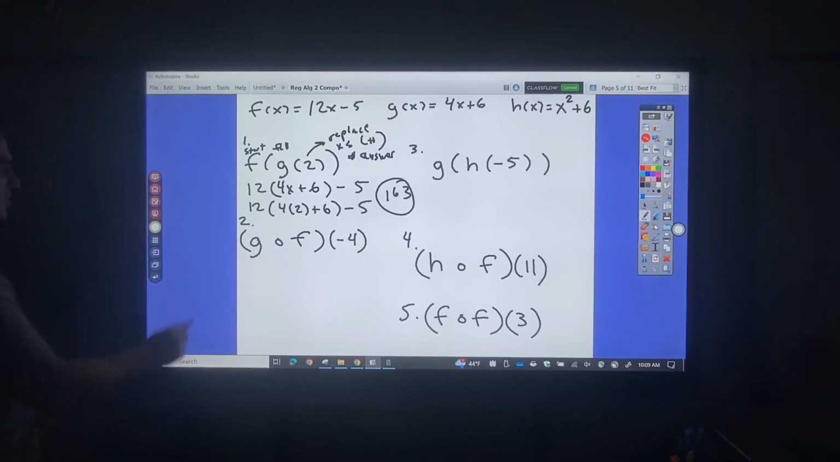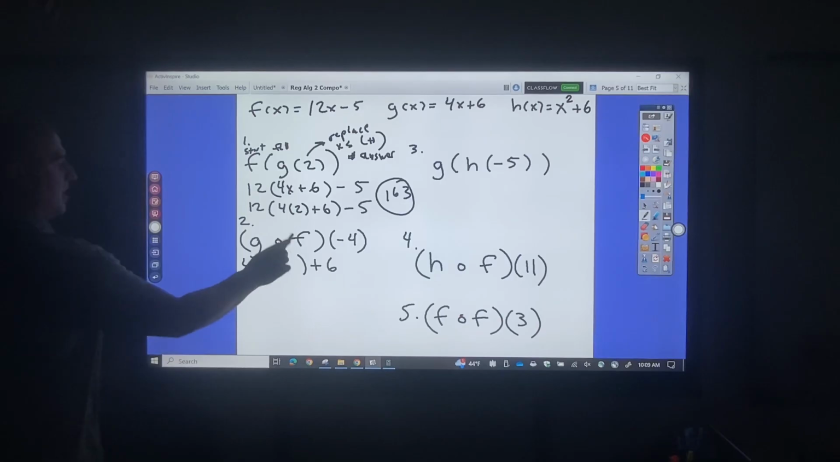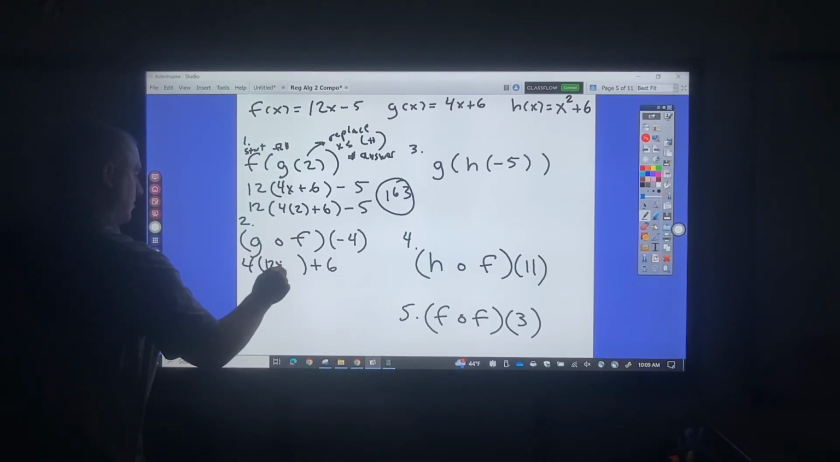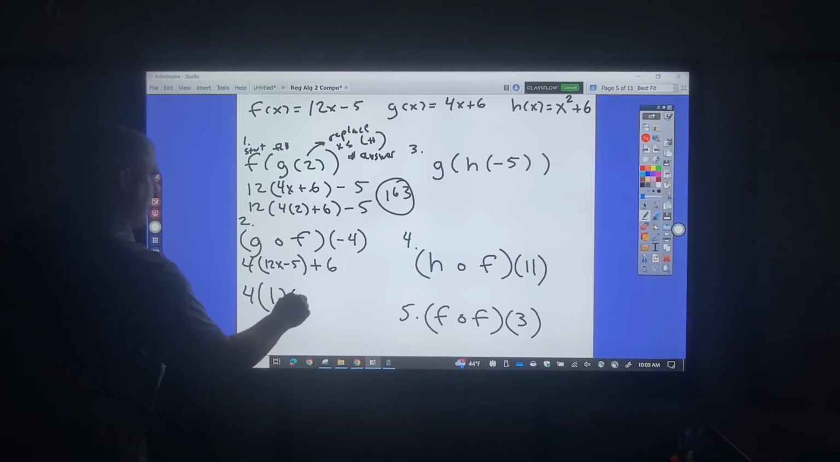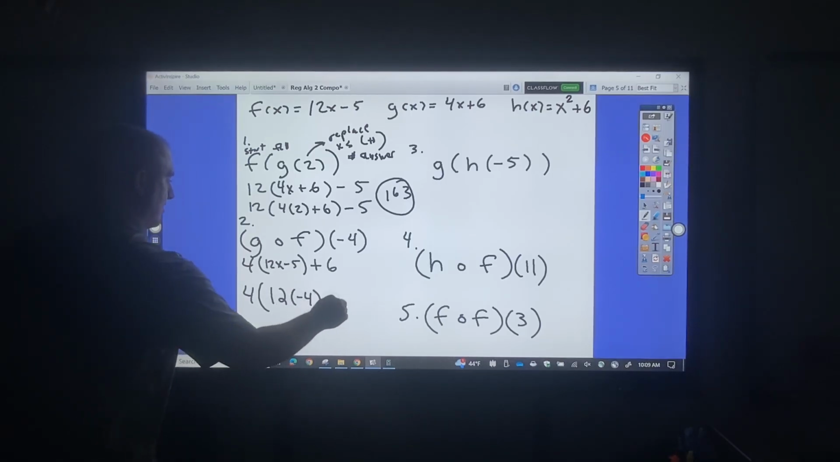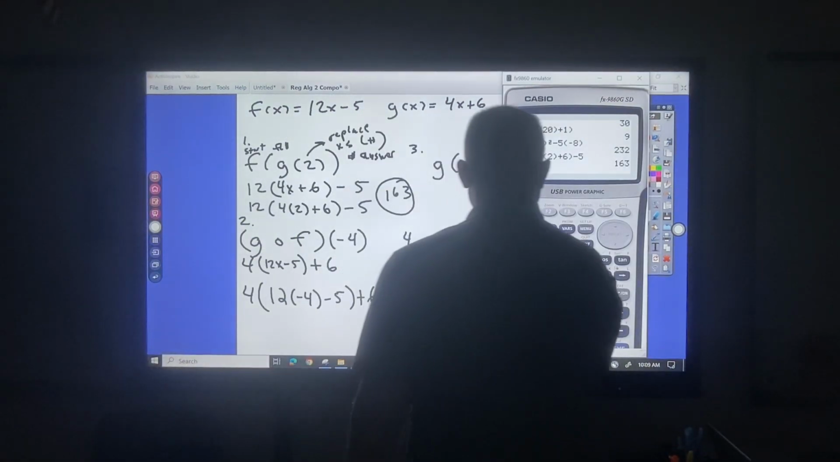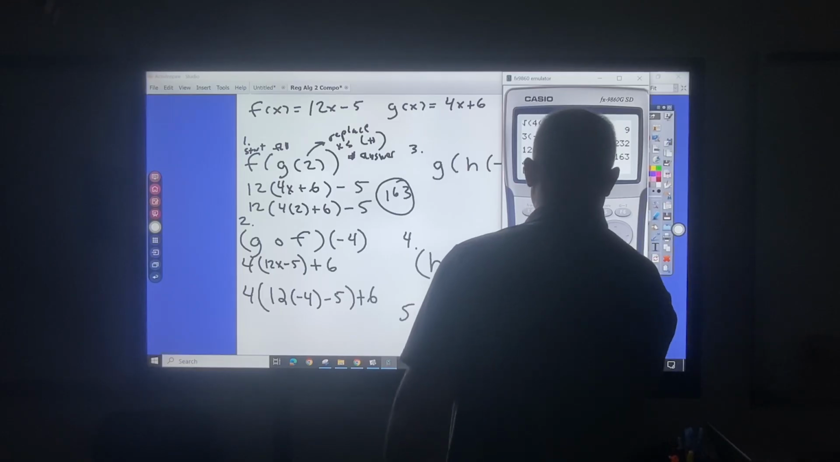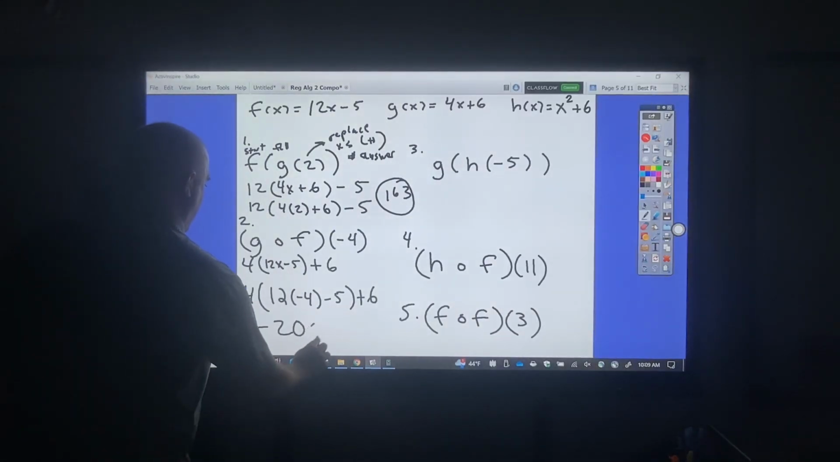So what I want to do, I want to start with the g function. I want to fill in the f function. Now, since I have this number, what I'm going to do is I'm going to take out that x, and I'm going to put that number of -4. And I just got to type that in. That's -206. I'm going to let the calculator do the work.